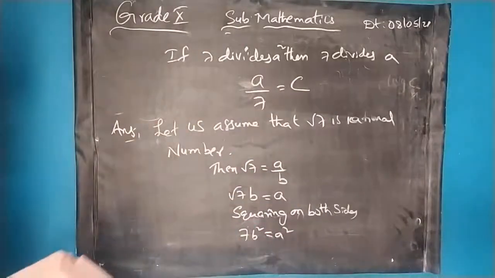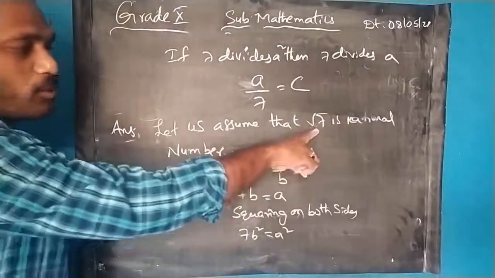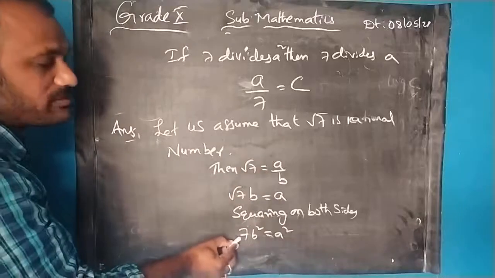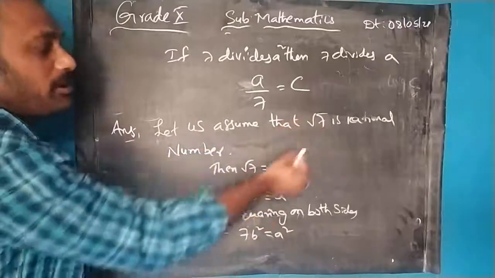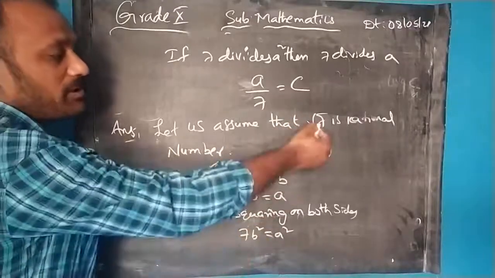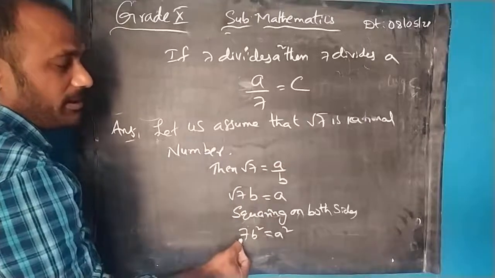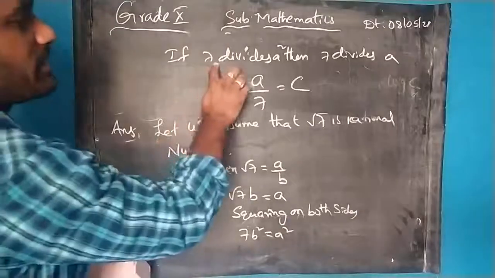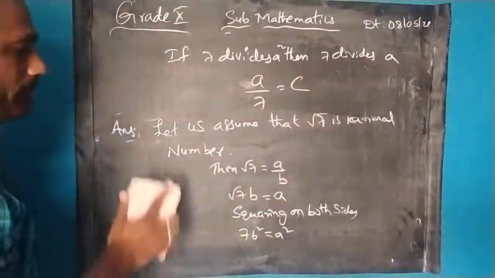See, the question may be instead of root 7, it may be root 5, it may be root 2, it may be root 3. The same procedure. Instead of 7, what will come? Root 2 will come. If it is root 3, 3 will come. If it is root 10, 10 will come. So same procedure will be there. So here also 10 divides a square, then 10 divides a.